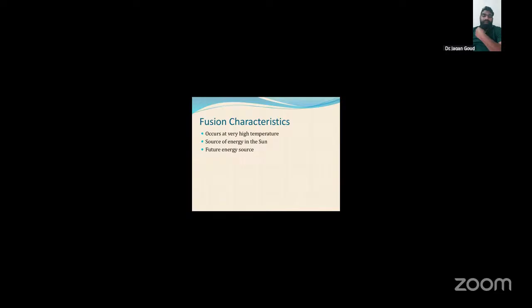Future energy sources. What are the future energy sources? Fusion is viewed as a future energy source because of its potential advantages over current energy systems. One is the abundant fuel supply, high energy output, and environmental benefits. Coming to the next slide.